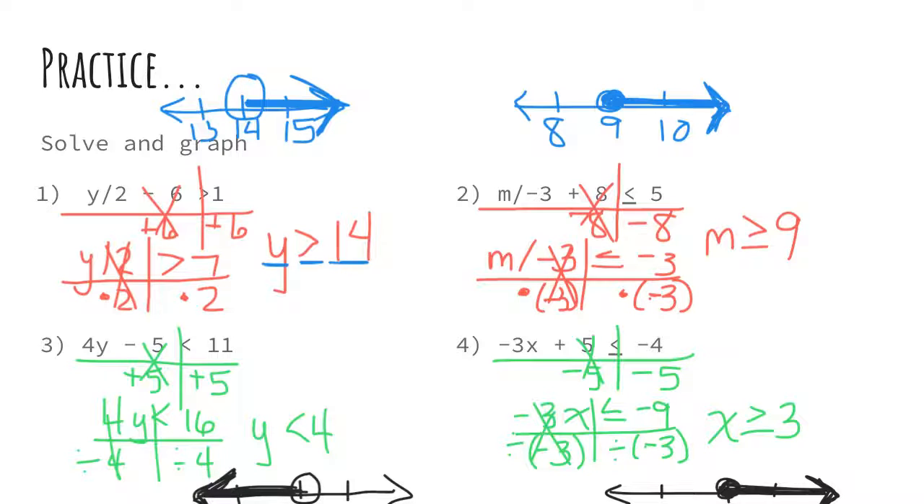And here's my last solution. I subtracted 5 from both sides as step 1. I divided both sides by a negative 3 and therefore flipped my sign. So I have x is everything greater than and including 3, and I graph that in black.